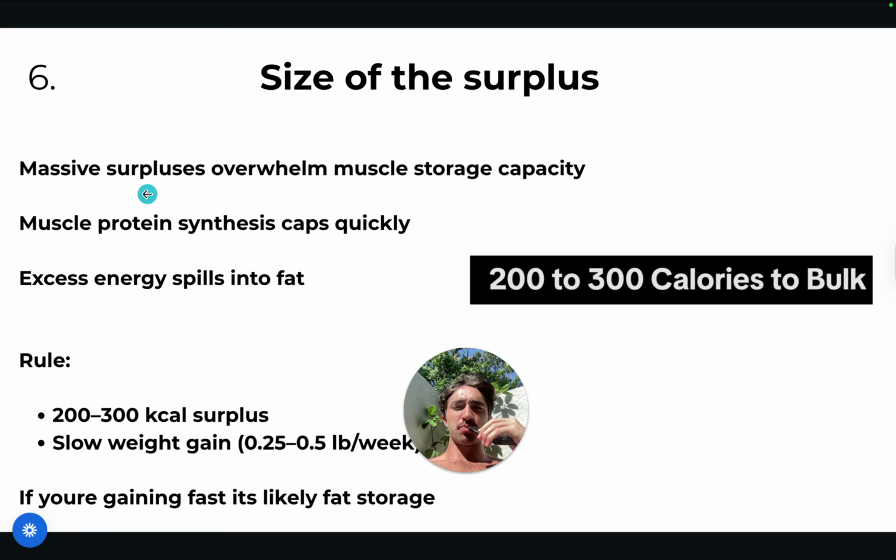Also, muscle protein synthesis caps pretty quickly. It's basically the same thing. And then excess energy spills into fat. So if you're doing like a 1,000 calorie surplus, you might gain a little bit more muscle, but the ratio of fat gain is just not worth it at all. You're just going to look like shit, feel like shit.